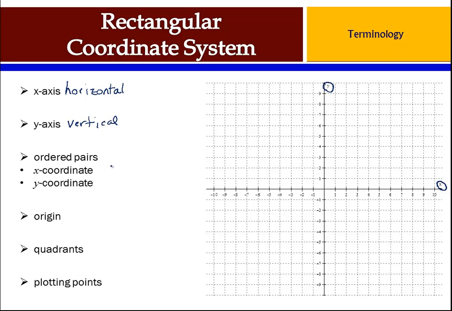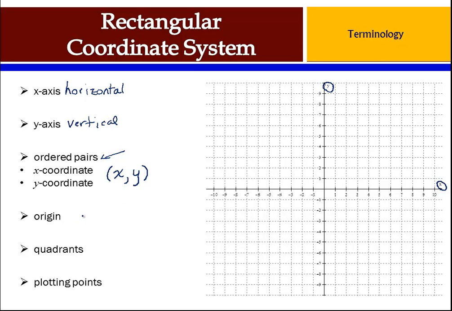In this coordinate system, we will graph ordered pairs, and they will consist of an x-coordinate and a y-coordinate. So you will be given an ordered pair written in this form, (x, y), with parentheses around it, where the first value is called the x-coordinate and the second value is called the y-coordinate.